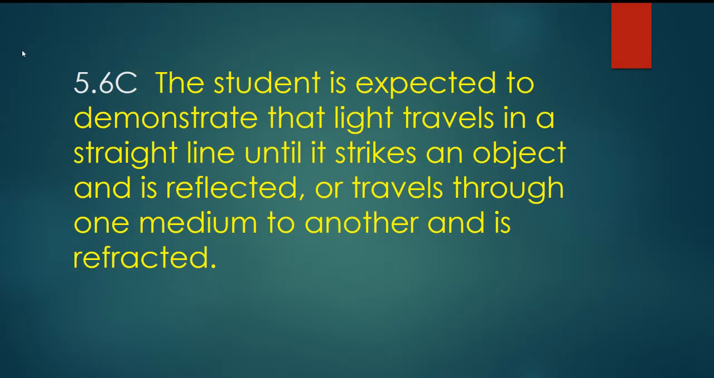Okay, so the student is expected to demonstrate that light travels in a straight line until it strikes an object and is reflected. Two key words you need to know: reflected and refracted. Reflected means bounce. Refracted means bend. And I'll show you a diagram later in the picture.